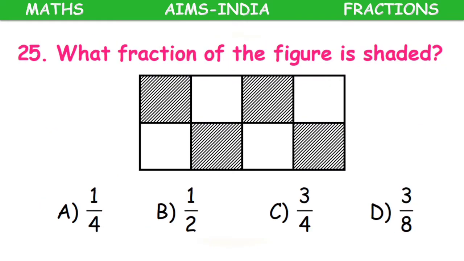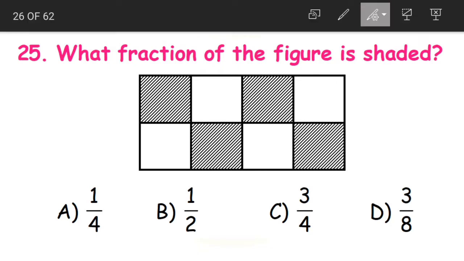Next, what fraction of the figure is shaded? Now it's very easy. First let us count the total number of shaded parts. 1, 2, 3, 4. So 4 divided by what are the total number of parts in the figure, children? 1, 2, 3, 4, 5, 6, 7, 8. So 4 by 8 is our fraction for the shaded part. But if you look at the options, there is no 4 by 8. So does that mean that our answer is wrong? No. Does that mean that the given options are wrong? No, children. Here an equivalent fraction is given.